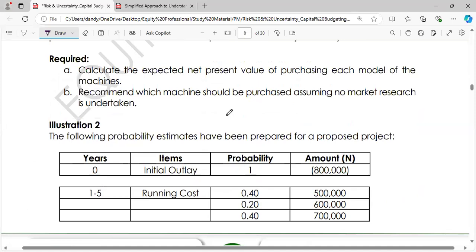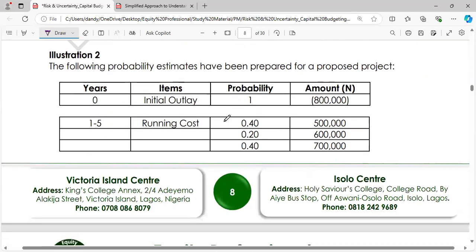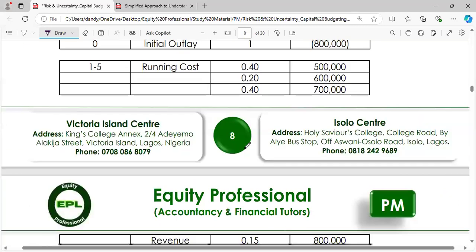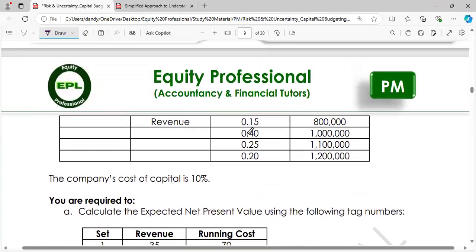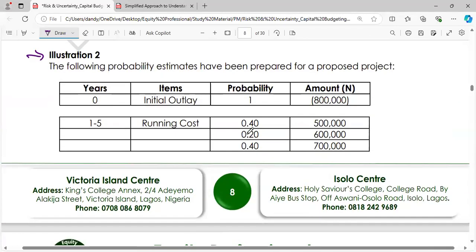So the last question that was tested was this one, illustration number 2. That was the last question tested by ICAN. So, it's been a while. So let's go through the question together. I will read for you. The following probability estimates have been prepared for a proposed project.